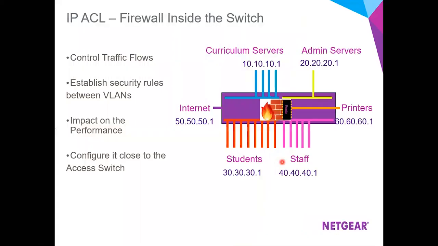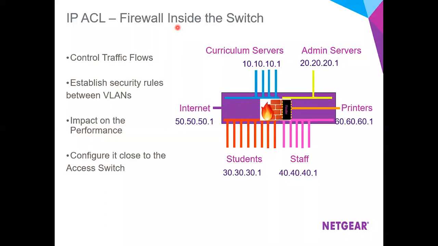So what are the ACLs? Now our switch just gets more powerful. We used to have a router, and now it even has a firewall inside. So that's what the IP ACLs are. Now the switch is a router, and it's a firewall in the same switch.